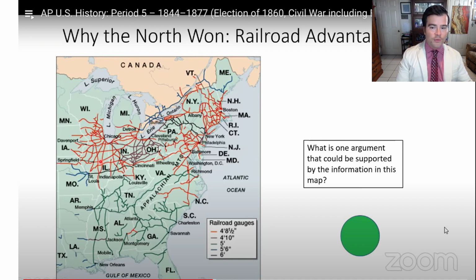Oh, so given that, let's go over one argument that can be supported by the information on this map in terms of why the North had an advantage. 30 seconds on the clock. Hey, Google, 15 seconds on the clock. Okay, 15 seconds, and that's starting now. Oh, boy. Hey, Google. Hey, Google. Stop.